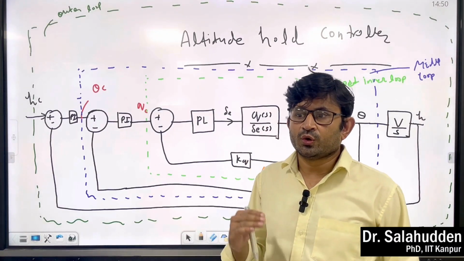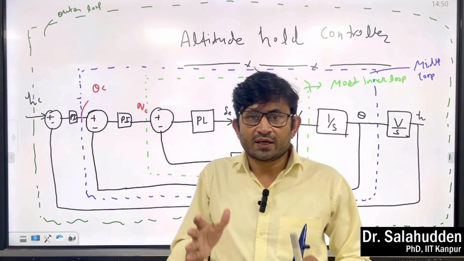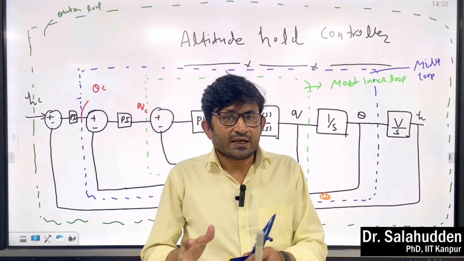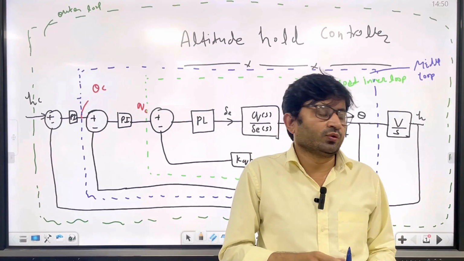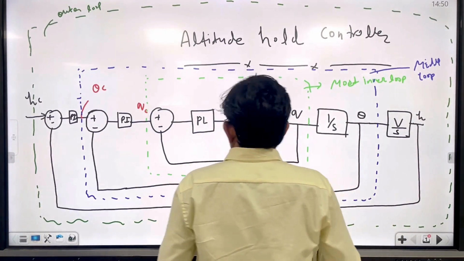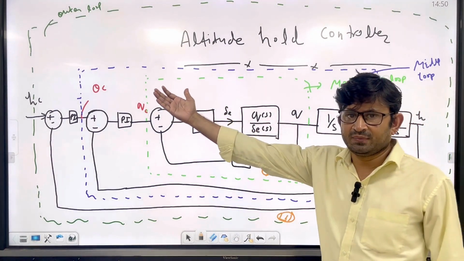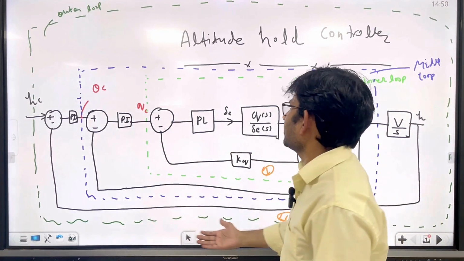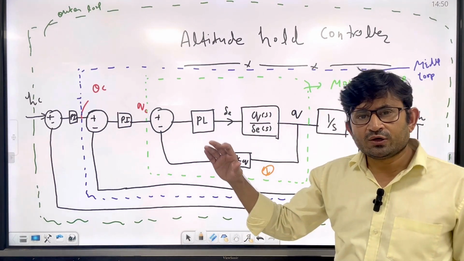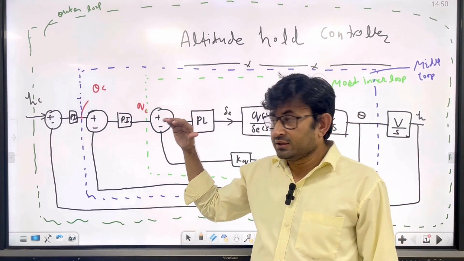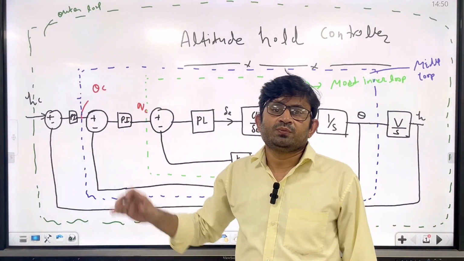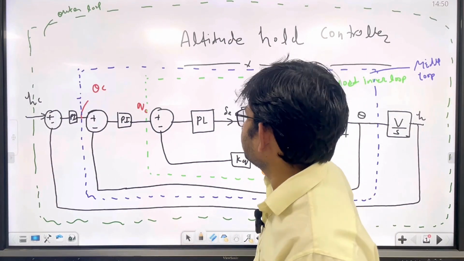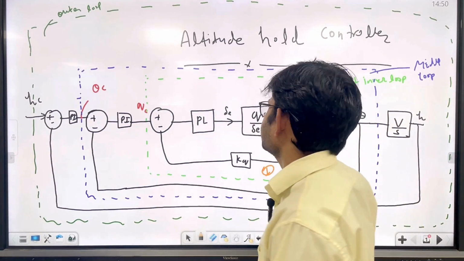So the altitude hold loop part was completed. Now we will study the heading hold loop. I have drawn the same diagram which I talked to you about regarding altitude hold. I will try to connect this loop to the altitude hold loop so that you will remember easily and connect the concept more easily.